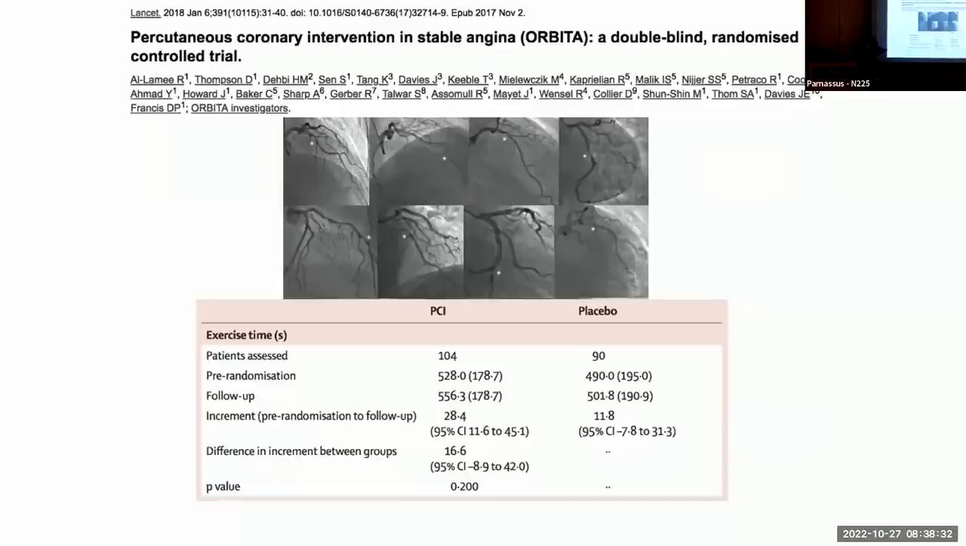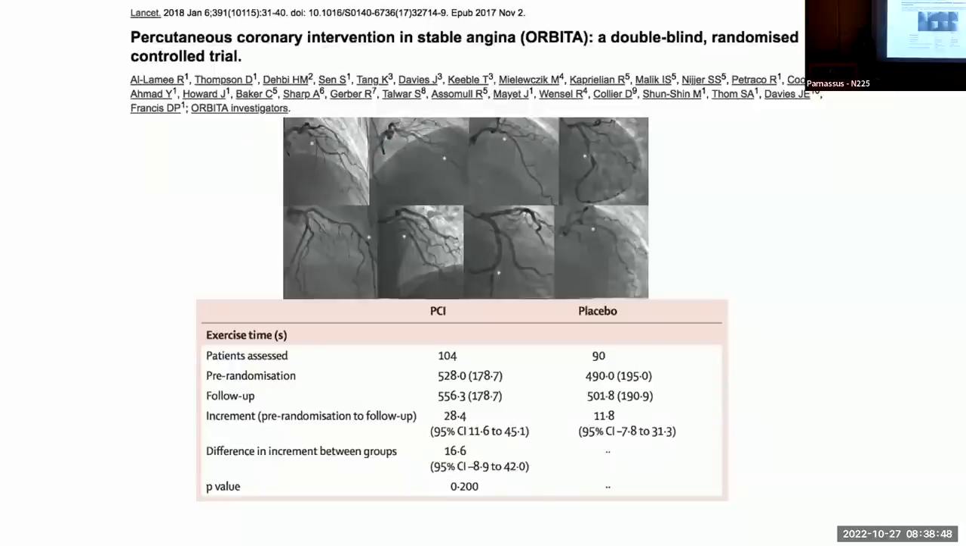And they either randomize you to, they put headphones on you and they poke you in the groin as they do. In one arm, they do a diagnostic cath, and in the other arm, they don't do the diagnostic. Yeah, they don't put the stent in. And you listen to music, and then they tell you in both arms that you had it done. So it's a beautiful trial, sham control.